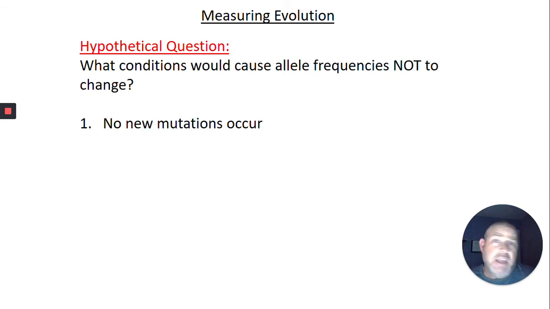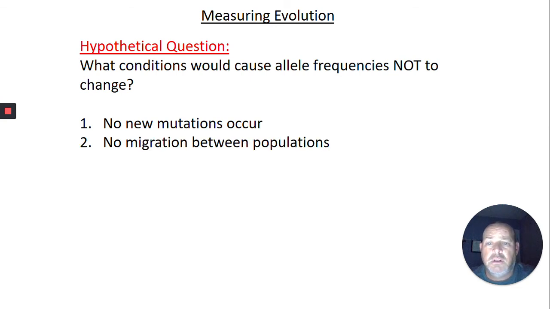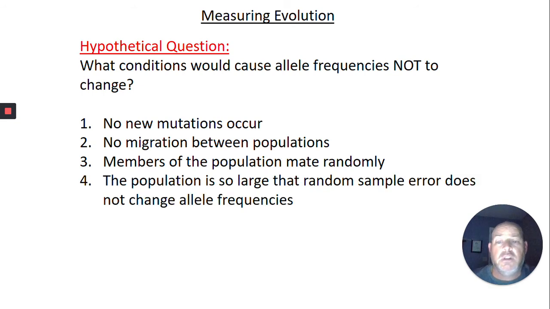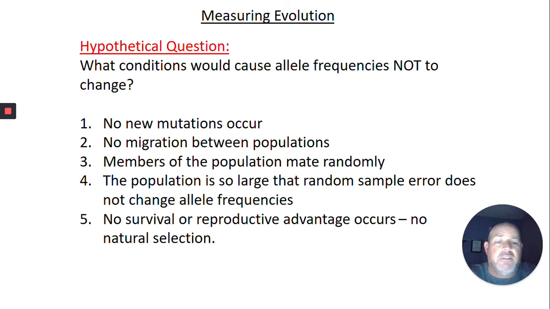First of all, you couldn't have mutation. You couldn't have migration between populations, so no gene flow. Members of the population would just mate randomly, right? There would be no choice, no sexual selection. The population is so large that genetic drift wouldn't matter: if you had a natural disaster that wiped things out, the population's so big it really wouldn't matter. You would just keep going with the same allele frequencies. We wouldn't lose anything. And then no survival or reproductive advantage occurs, which means no natural selection, right? So in order to keep allele frequencies the same, these things can't happen.